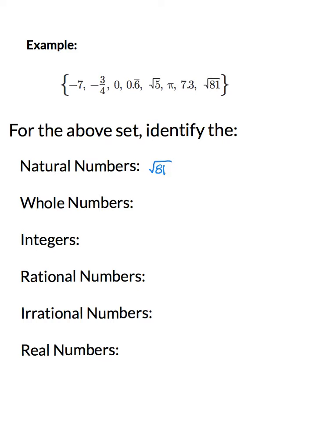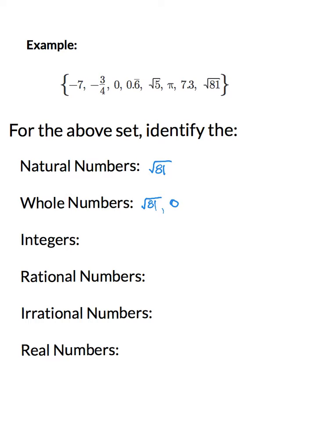Now let's talk about the whole numbers. One thing to keep in mind when we do this is that we keep everything that was in our previous category. Square root of 81 is 9. 9 is a whole number, and so we can keep it. We also want to add any new numbers that could be whole numbers. For instance, 0. Remember that the only difference between the natural numbers and the whole numbers is that the whole numbers include the number 0. That's it for the natural numbers.